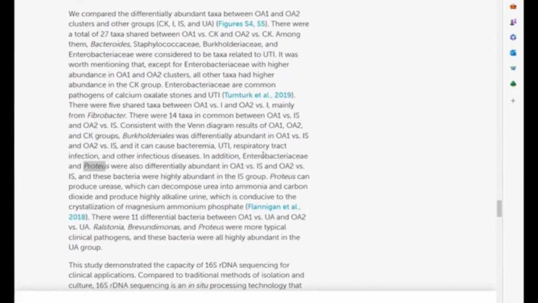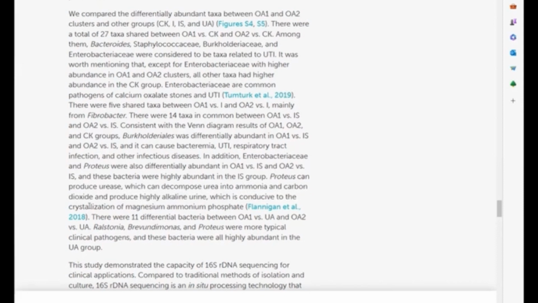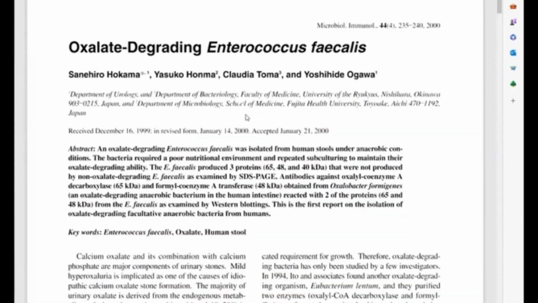So the Enterobacteriaceae and then also Proteus was also different between the two groups. And the Proteus can produce urease, which can decompose urea into ammonia. Remember, that's another thing we check in our stool testing, that ammonia content, and carbon dioxide, and produce highly alkaline urine, which is conducive to the crystallization of magnesium ammonium phosphate. And again, these crystals can be part of the problem with some of the inflammation and the pain and the dysbiosis.